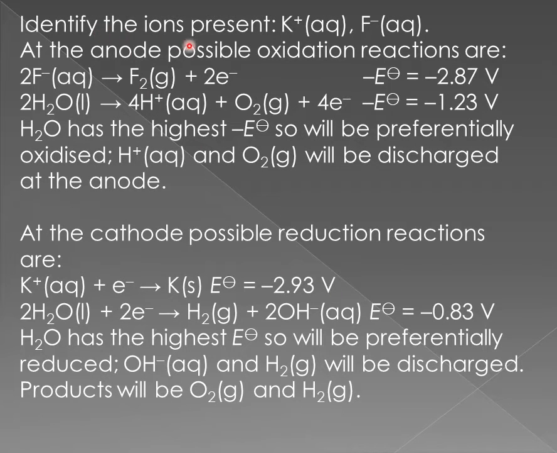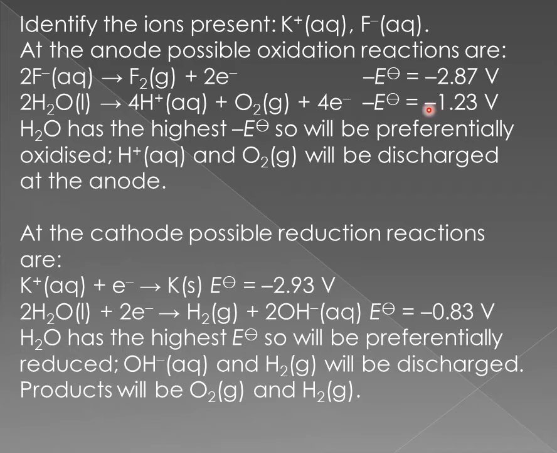So, identify the ions present. We have potassium ion and fluoride ion, aqueous, both in solution. So we have water molecules. At the anode, possible oxidation reactions are: 2 fluoride ions give fluorine gas plus 2 electrons, and this is oxidation. Also the oxidation of water will give 4H+ aqueous plus oxygen gas plus 4 electrons. Let's compare the standard electrode potential of both.